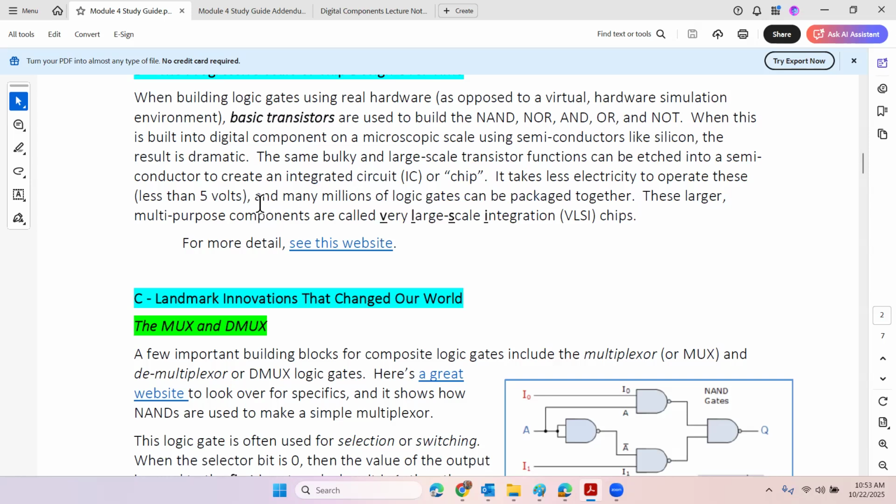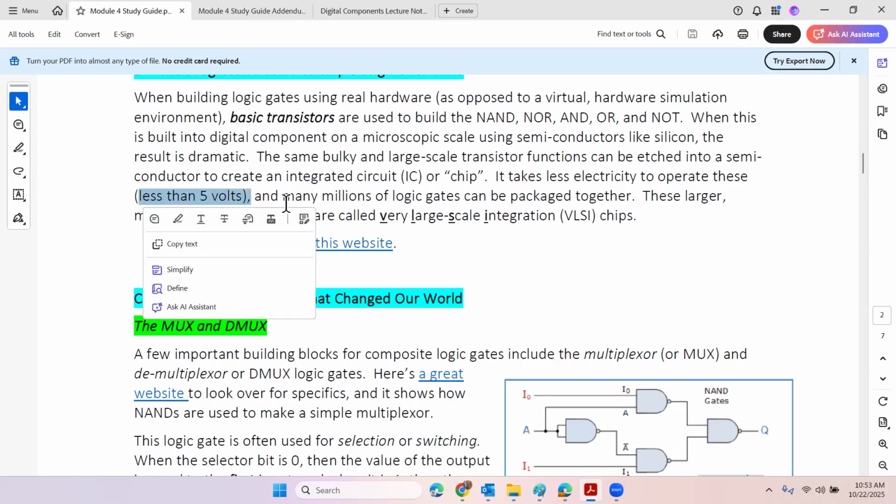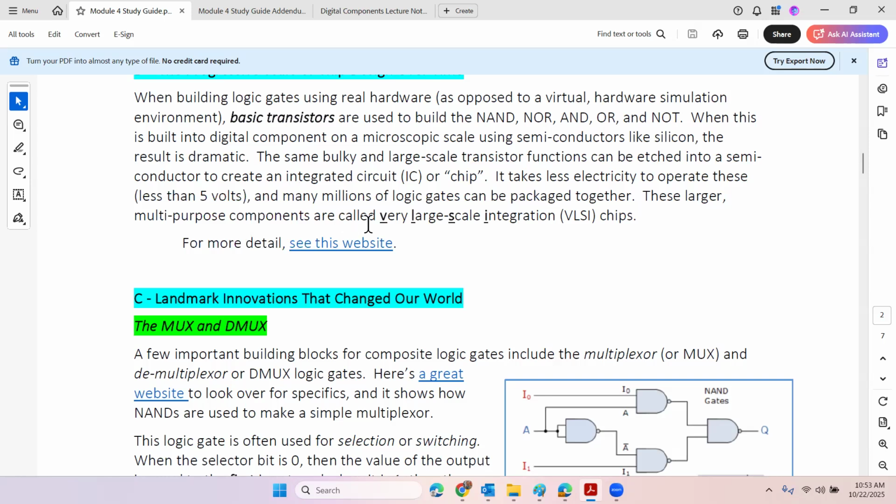Over time, the amount of voltage required dropped from 5 volts to like 2 or 1 volt. And that's because the components became very, very small, so you could put very, very much larger numbers of digital components on the same chip. A very large scale integrated chip is called a VLSI chip, okay? And it has all those terms at the website.